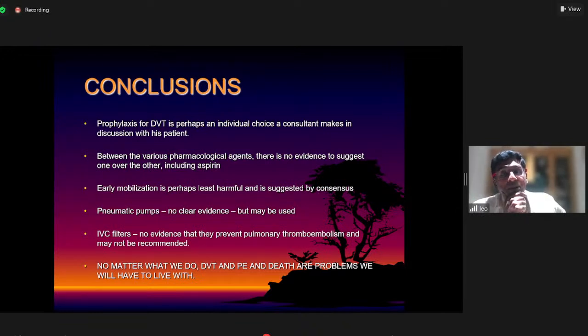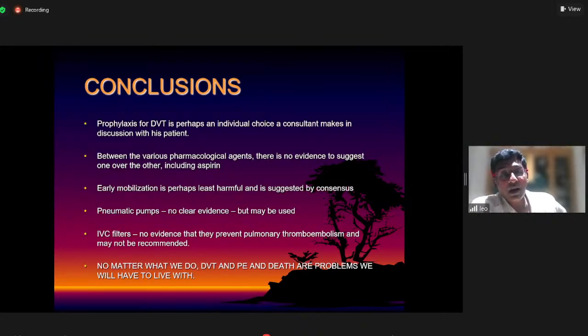Early mobilization is perhaps least harmless, and it is suggested by consensus. Pneumatic pumps, there is no clear evidence, but may be used because at least it's harmless. There is again no evidence to suggest that IVC filters make a real difference in terms of preventing deeper thrombosis. And to these, I should add another thing. What the AAOS concluded is that the most important factor, the only clear evidence to suggest the possible incidence of DVT, is a history of DVT, a previous history of DVT in either the patient or the family. If either of these are there, then you better treat these patients.